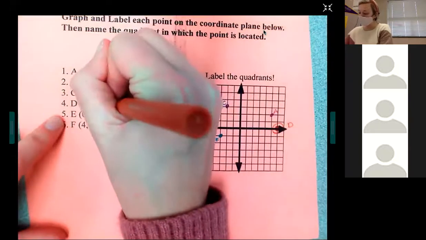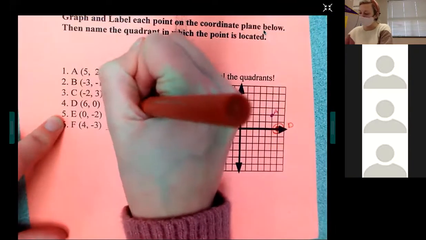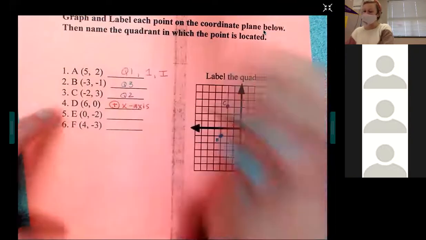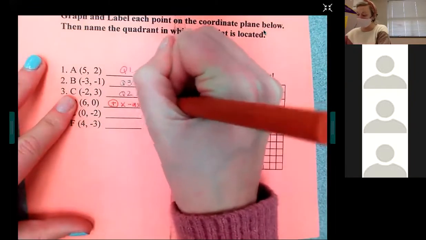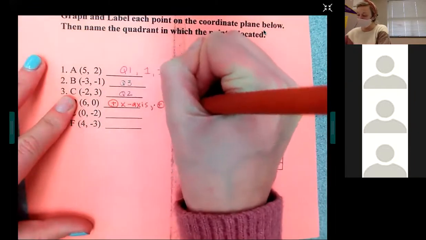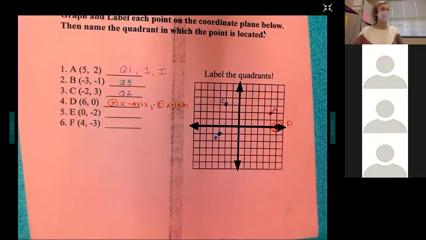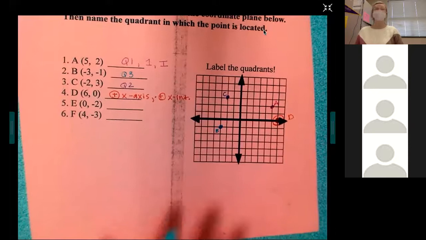So y'all look, this is what I wrote. Positive x-axis. You could have also written, just to make sure we're all on the same page, positive x-intercept. I'll take either one of those if that's on a quiz or a test. But it goes right 6, up and down none. We good? All right.